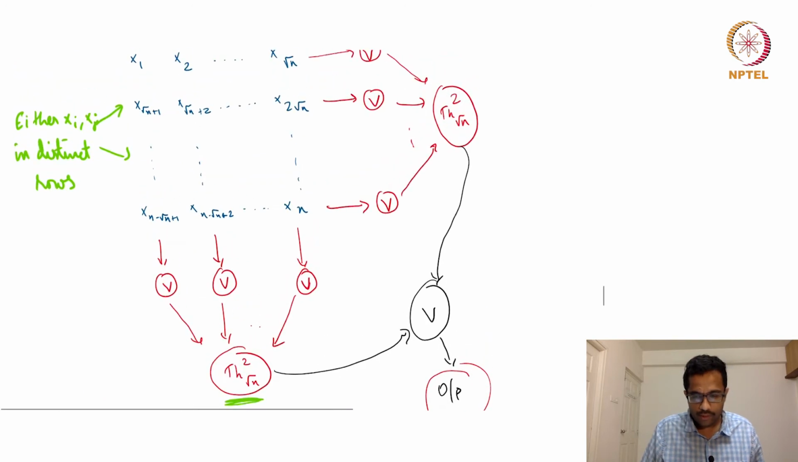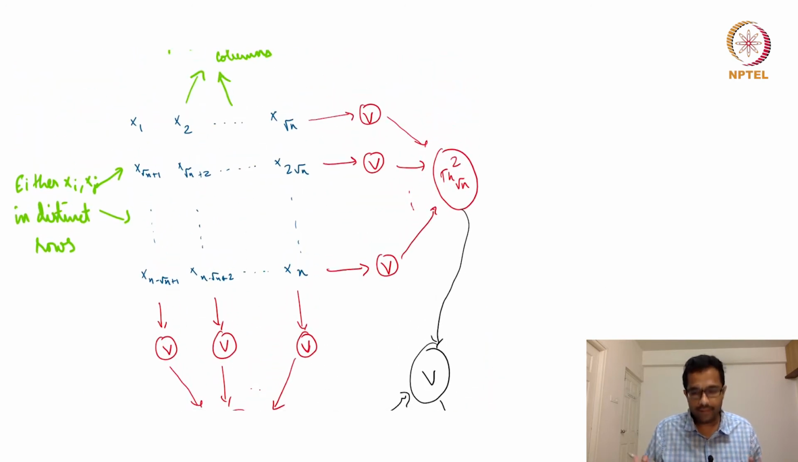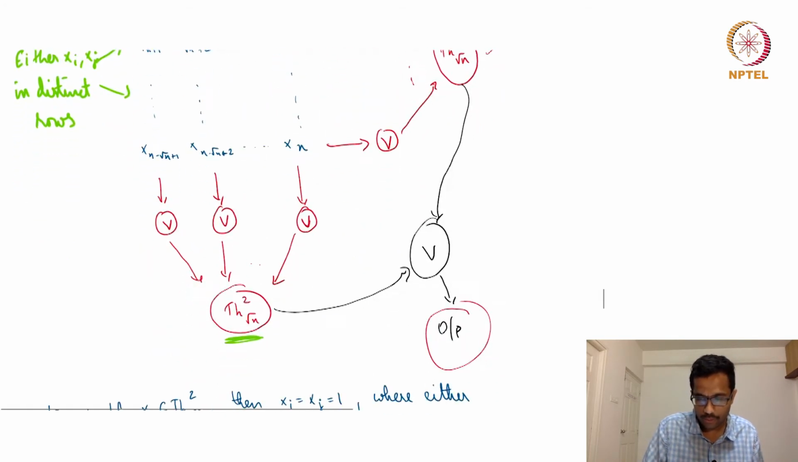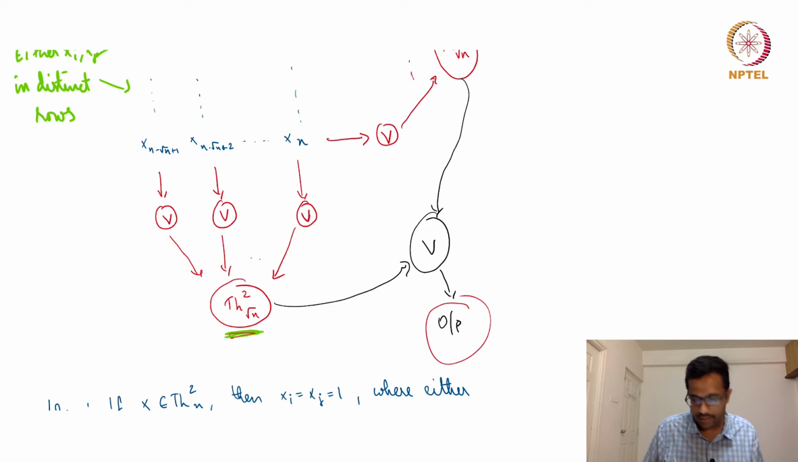So hopefully the correctness is evident. Either there are two rows in which xi and xj are 1, or two columns. If there are two rows, then the threshold function corresponding to the rows will fire. If there are two distinct columns, this green underlined threshold function, the one corresponding to the columns, will fire. And finally, we have an OR.